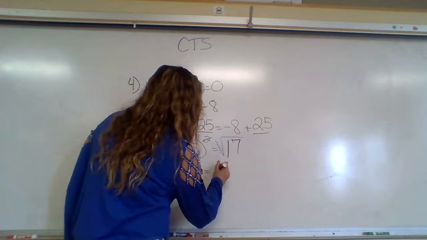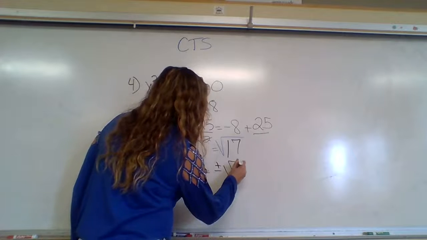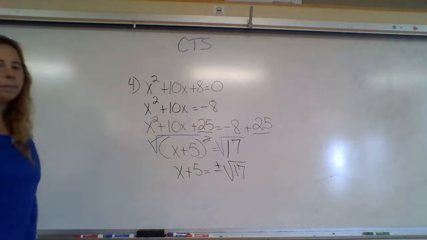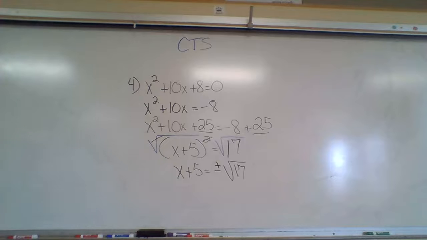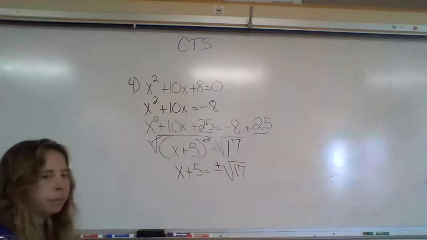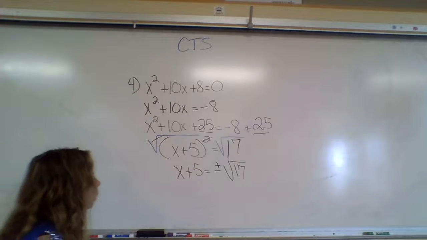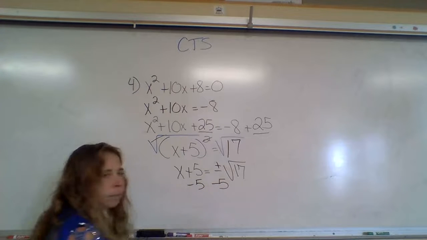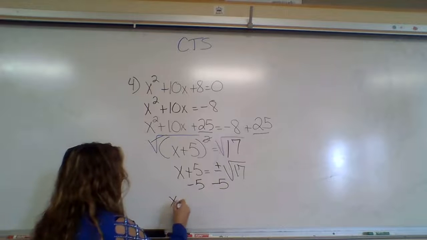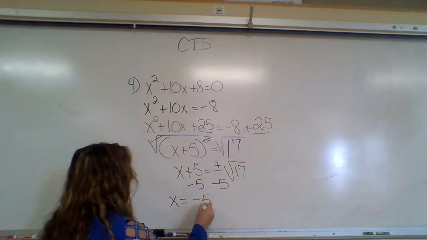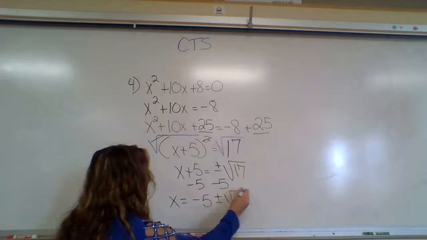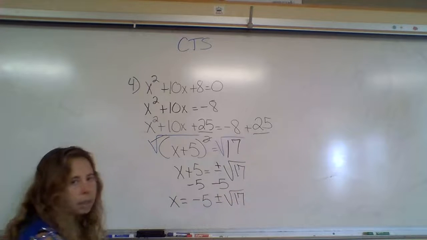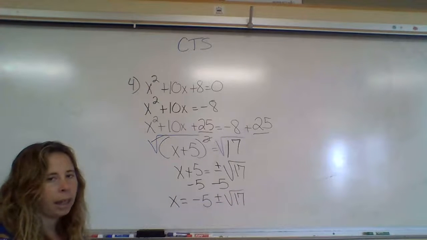Just leave it as plus or minus the square root of 17. And then keep solving for x. We want x by itself, so we're going to subtract 5. So we get x equals negative 5 plus or minus the square root of 17. And you can leave it like that.